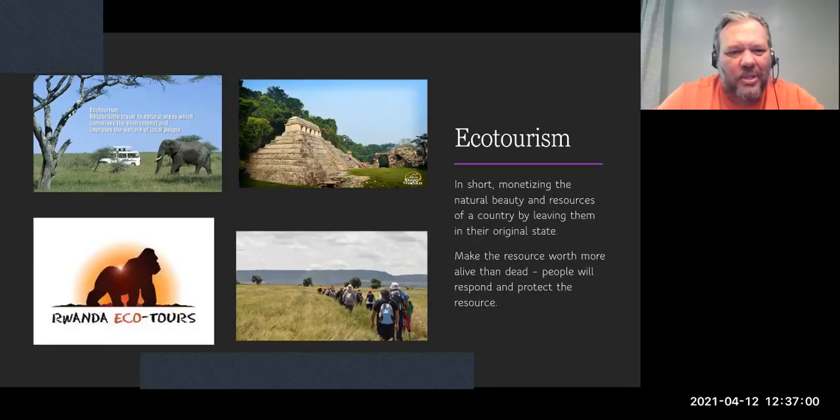All right. And so here, this would be some examples of ecotourism. Obviously, Central America here, going on a safari there, Rwanda, eco tours, and it's just, again, trying to preserve the natural beauty of something for people to come in and see it and spend their dollars there, because those dollars are critical to the people who are in that area. Otherwise, they may not protect it quite as much.